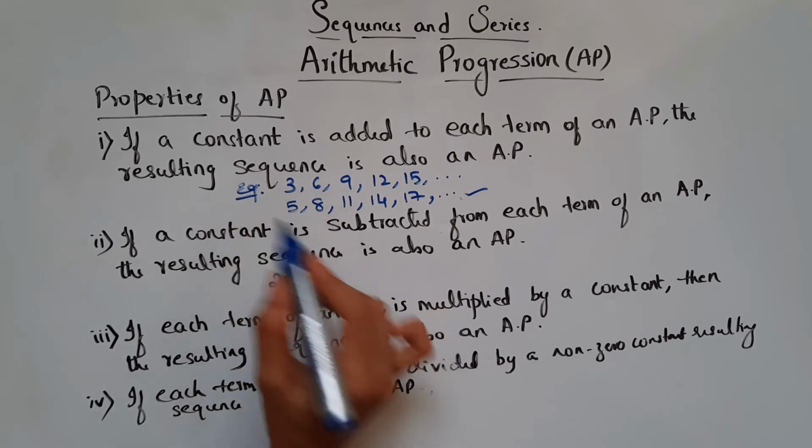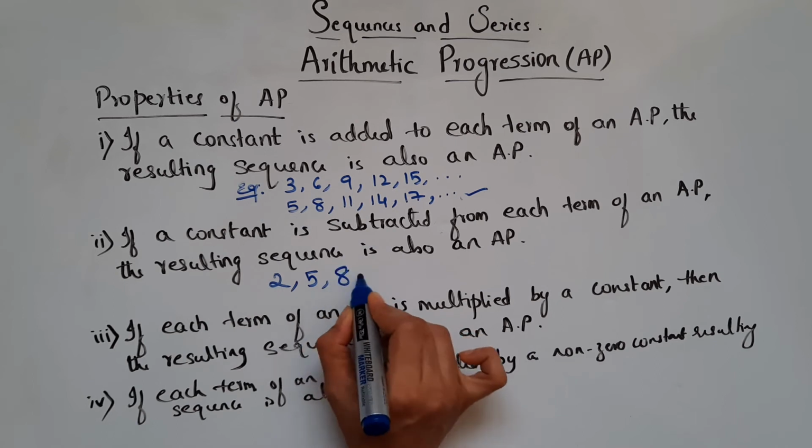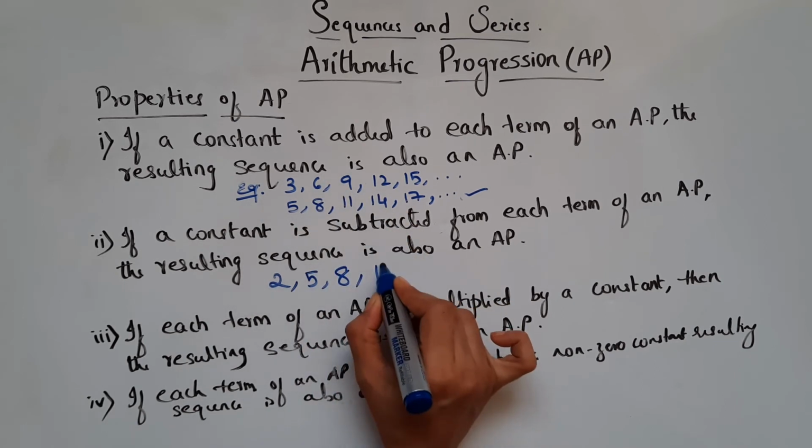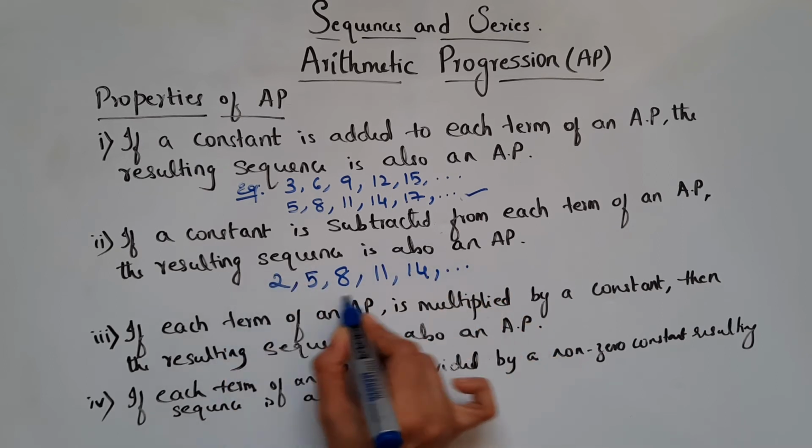6 minus 1 will give you 5. 9 minus 1 will give you 8. 12 minus 1 will give you 11. 15 minus 1 will give you 14. So this is the resultant sequence, right?